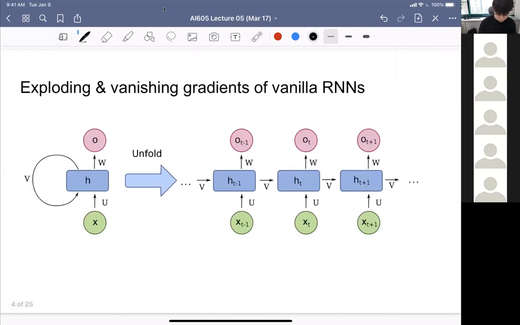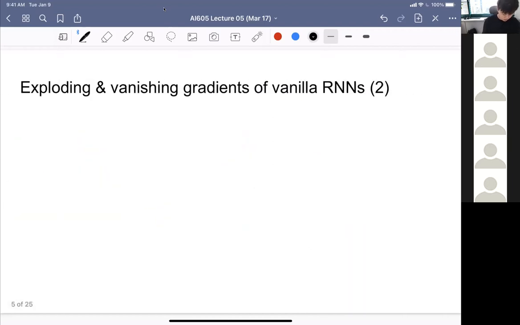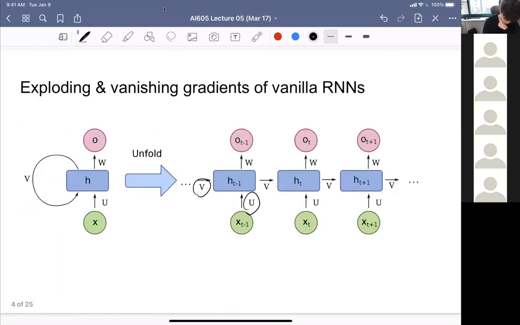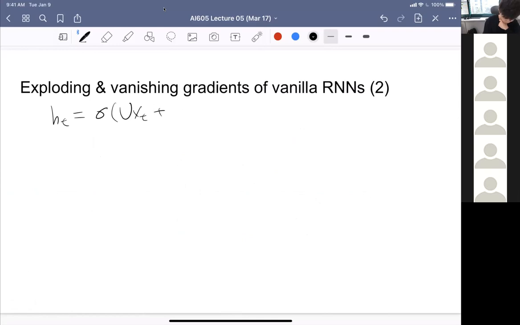Again, we talked about this briefly, but some of it will be recapped and some will be relatively new. We'll use V for the recurrence and U for the input transformation. Here the nonlinearity, such as tanh, is not displayed, but we'll assume that we have the nonlinearity so that we can model complex functions. So then we can write h_t equal to some nonlinearity, we'll use sigma to describe it, and in this case you can think of it as tanh. You use U for the input, and you use V for the previous time step hidden state, and have a bias.